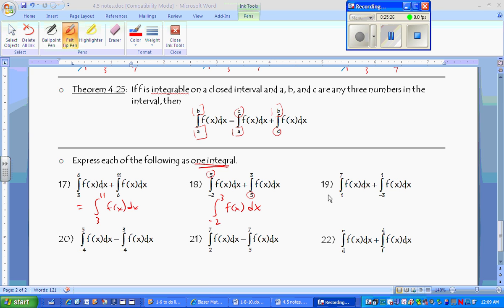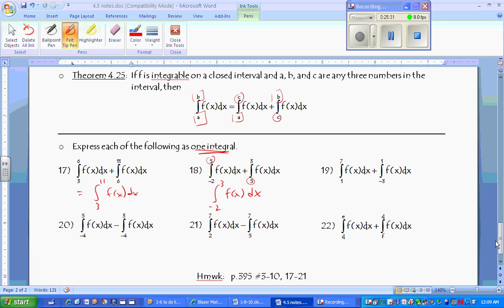Alright, we're going to skip 19 for a second. Let's go down to number 20. For this one, notice, remember that these two numbers right here, the upper limit of the first one and the lower limit of the second one, have to match up. So the c and c. In this example, it doesn't work that way. Plus there's a minus. So that 5 and negative 4 doesn't work.